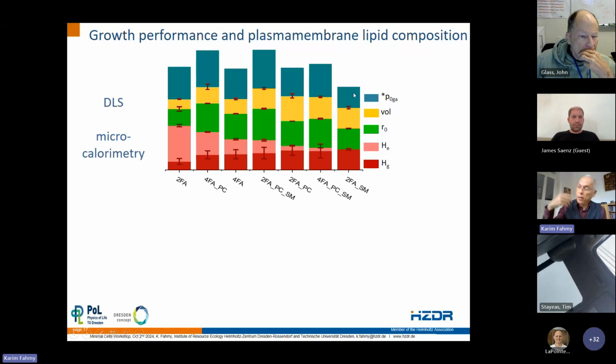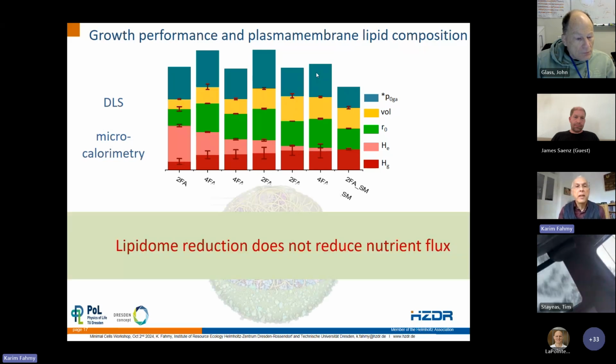I don't go through the mathematics, but this bluish greenish bar here shows the nutrient flux per surface area, which we have here determined from the DLS data. And if we compare this with the reference diet, the 2 fatty acids plus sphingomyelin, we see that all the other lipid diets have rather more nutrient flux than less. And that means that we cannot explain the decrease in biomass formation by lipidome reduction. So it seems that the import of nutrients is not impaired by the different lipid diets.